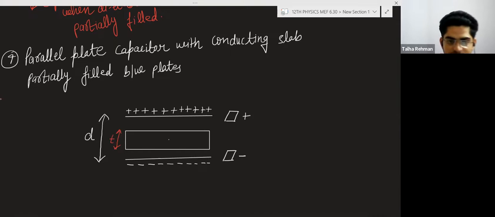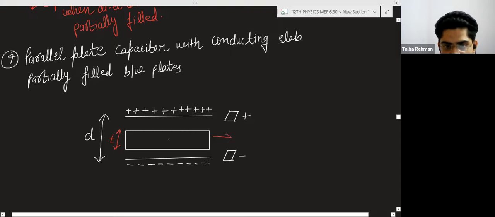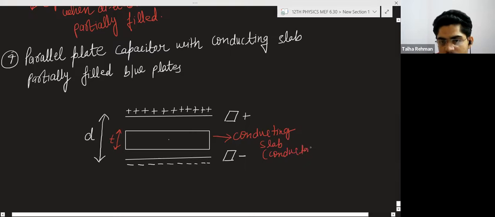So Hamza, as this is a conducting slab, conducting slab means conductor. And if I want to calculate the electric field at this point P, what will be the value of electric field, Hamza?